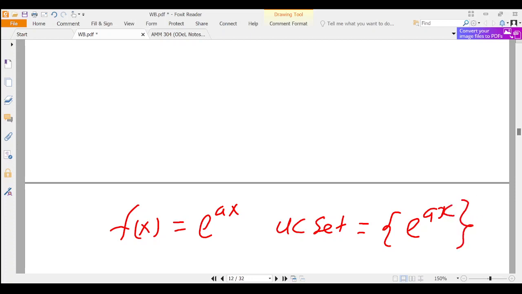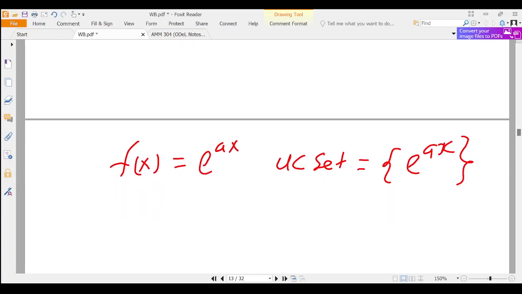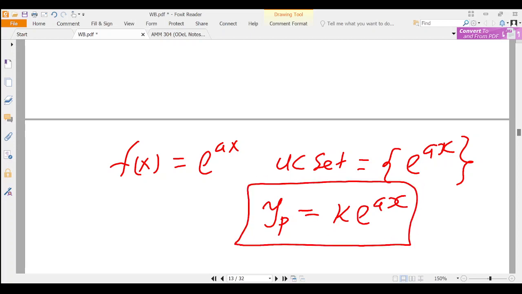So in this case, the particular integral is the linear combination of the functions in the UC set. There is only one function here, so we write yp is equals to k e raised to power ax. So there is only one function, which is e raised to power ax, so we multiply by a constant k. This is the constant to be determined.